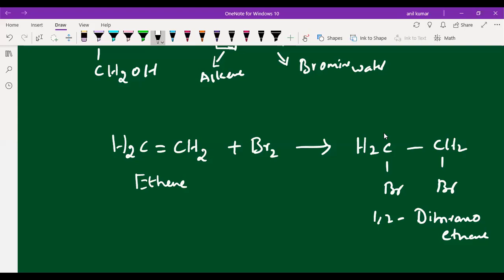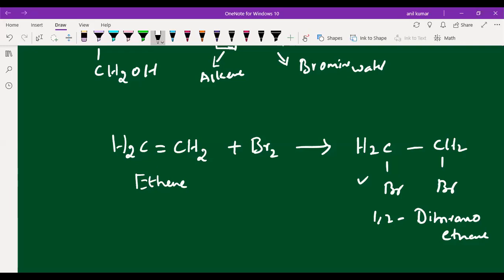So the bromine water lost its color. Decoloration of bromine water will take place. What is meant by decoloration of bromine water? Bromine water upon adding to the alkene is going to get decolorized. That means bromine water becomes colorless. Why? Because of the formation of 1,2-dibromoethane. That's why the bromine water is going to get decolorized.